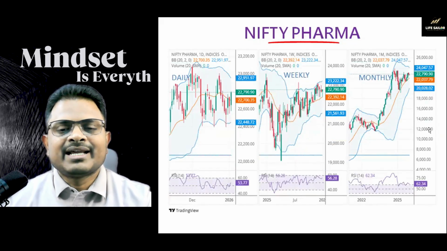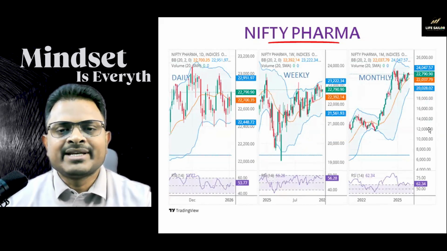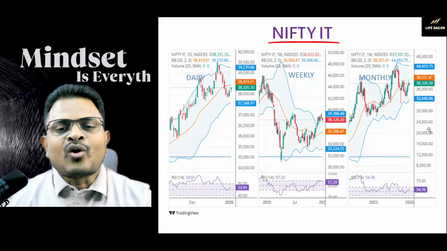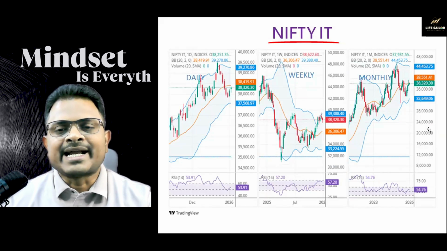Nifty Pharma, monthly RSI above 60, daily weekly between 40 60. Short term, medium term trend is little bit sideways. Nifty IT, all three RSI between 40 60. So clearly IT sector is sideways.